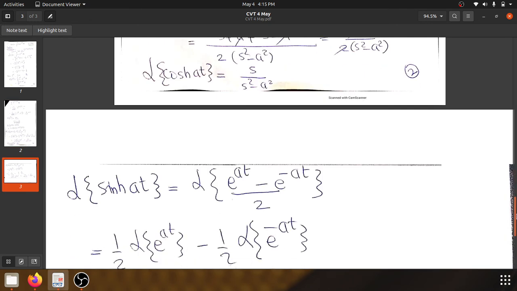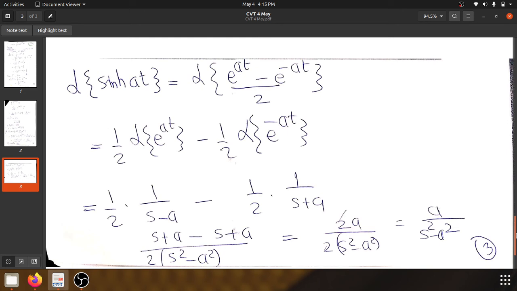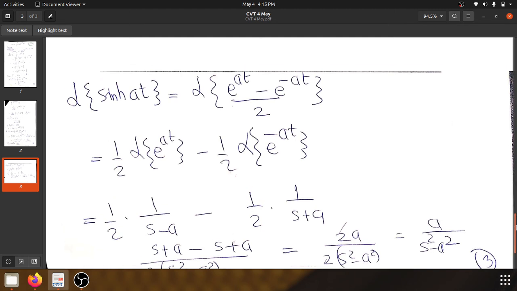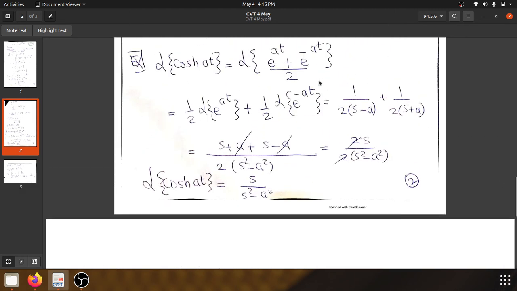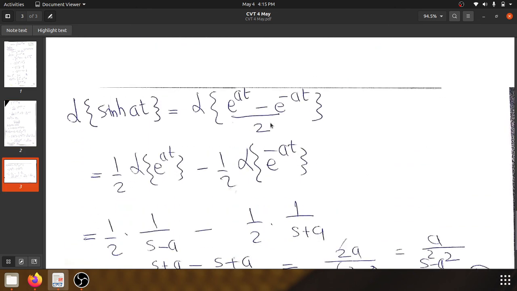So let's see one other example of the linearity property. Laplace transform of sine hyperbolic at. Sine hyperbolic at can also be written as e to the at minus e to the minus at, divided by 2, whereas cos hyperbolic at has a plus, so that is the difference between them. The sign is negative here, minus in case of sine. In case of cosine, this is plus.